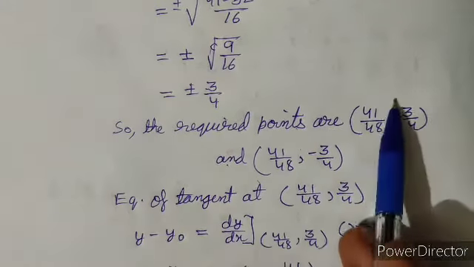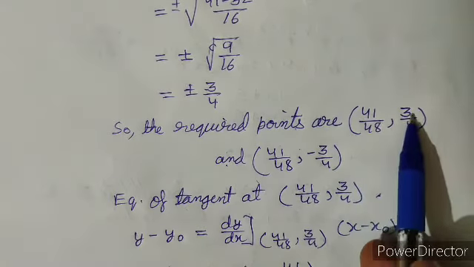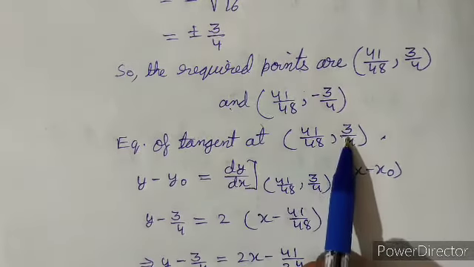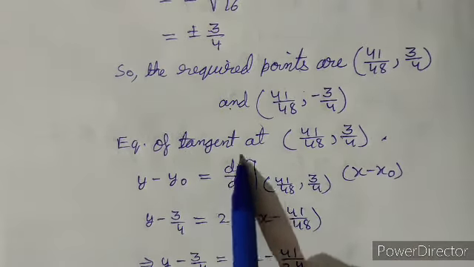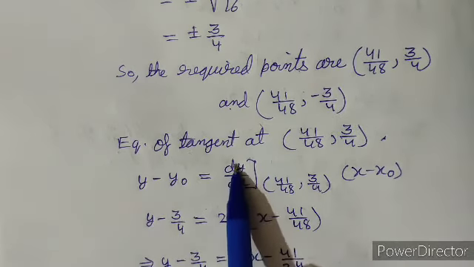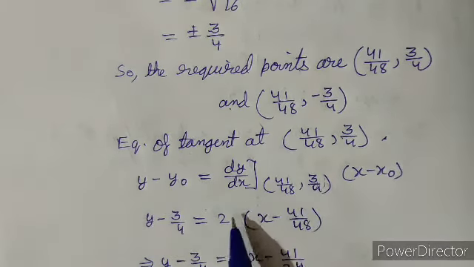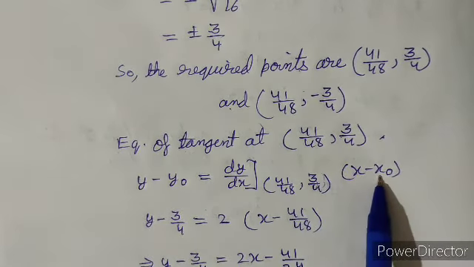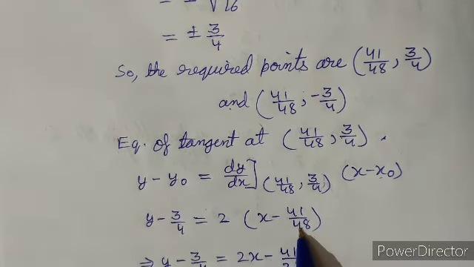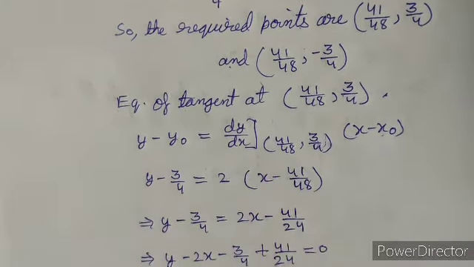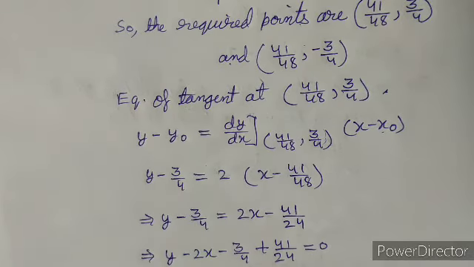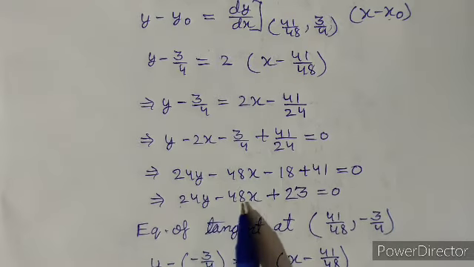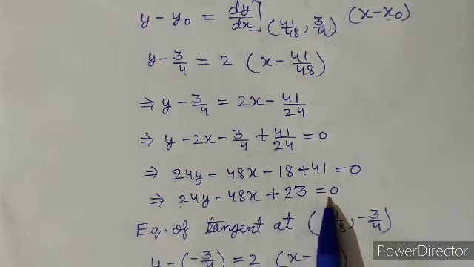Now equation of the tangent at 41 by 48, 3 by 4 will be given by y minus y0, that was 3 by 4, equal to slope of the tangent, and that was equal to slope of the line, and that is equal to 2, into x minus x0, and x0 was 41 by 48. Now on solving this, we will get the equation of the tangent, and that is 24y minus 48x plus 23 equal to 0.